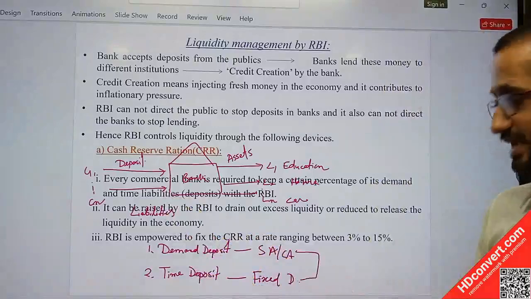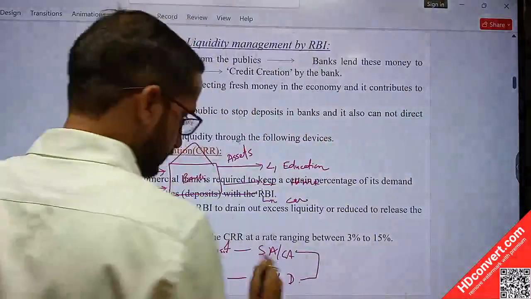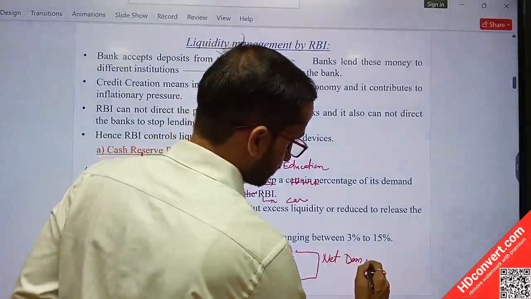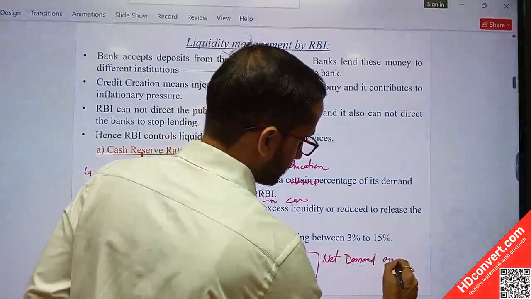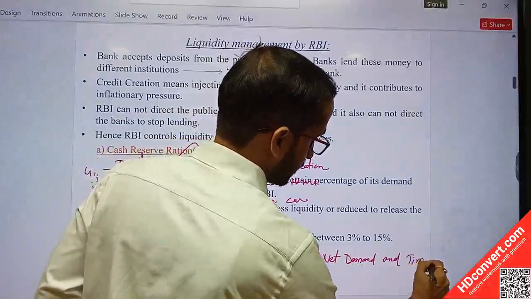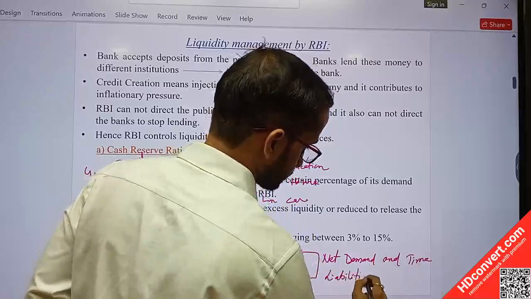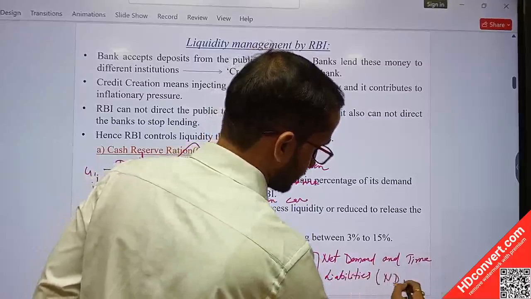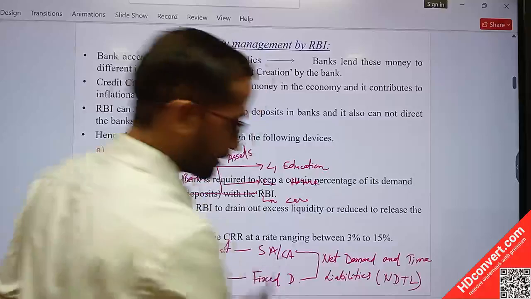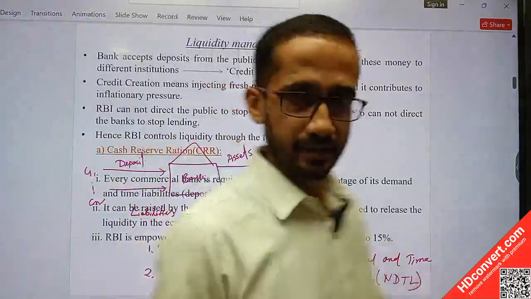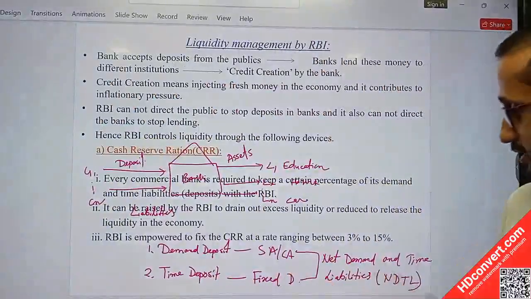these together are known as net demand and time liabilities, or NDTL. So both the demand deposits and time deposits within the banks are known as the net demand and time liabilities of the bank.